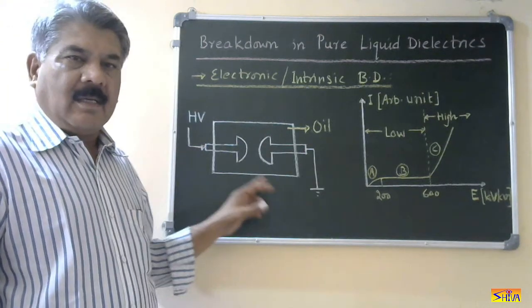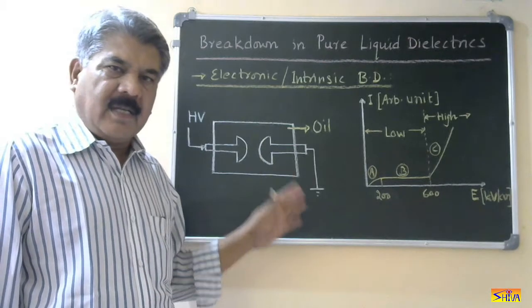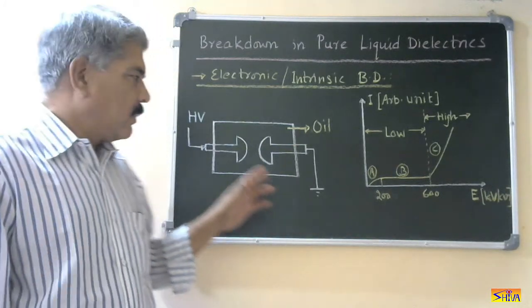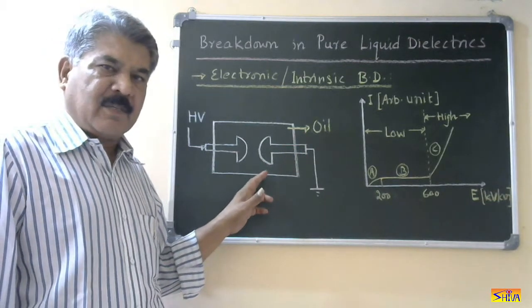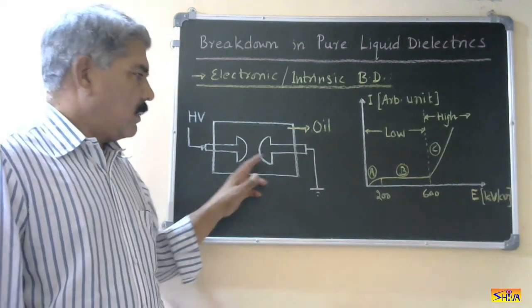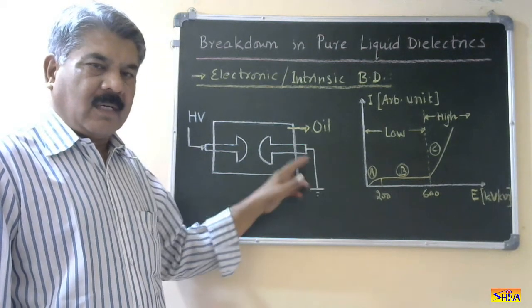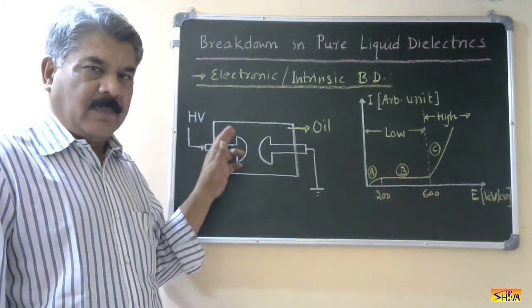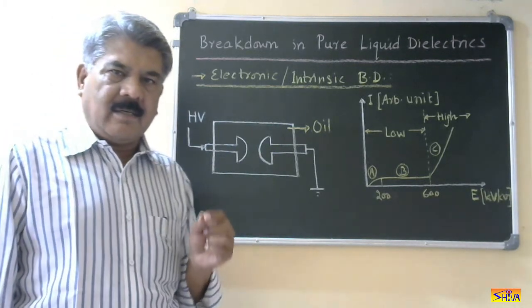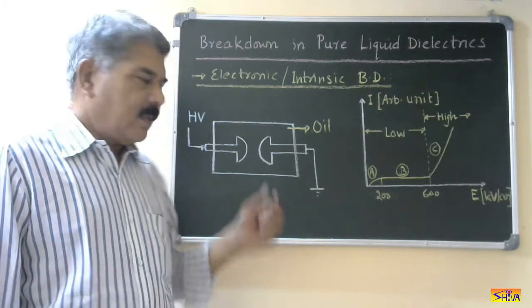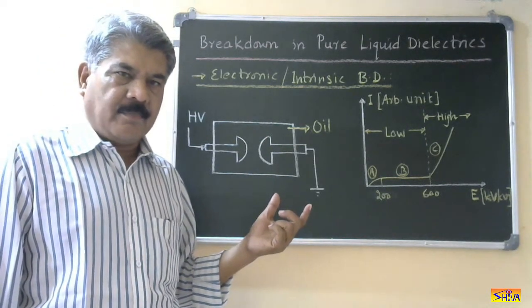So this is the transformer oil test cell, or it is used for any type of liquid dielectric. So here we are having oil. This I had explained in my last lecture. Here there are two electrodes, hemispherical electrodes, one connected to the ground, the other connected to the high voltage. In between these two, we are adjusting a specified distance and there is oil in between these two electrodes.